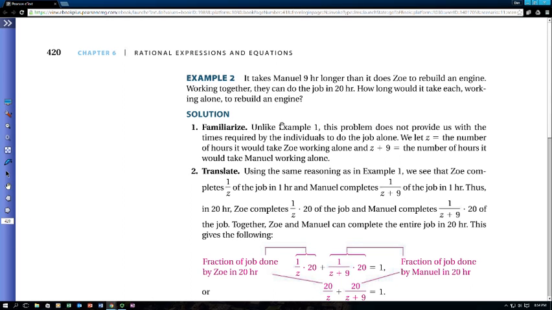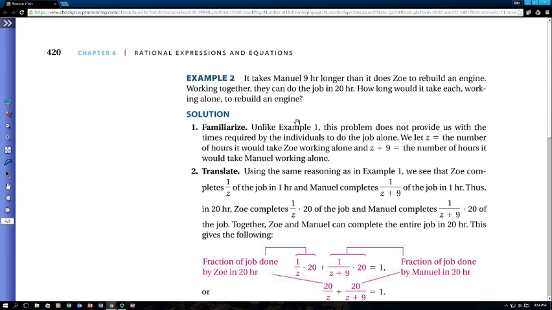So let's look at another work problem. Example 2 here says it takes Manuel 9 hours longer than it does Zoe to rebuild the engine. Now we're going to get into systems again. So we're going to end up with two equations. But if you don't understand that work principle, you'd be really lost trying to get one of these equations.